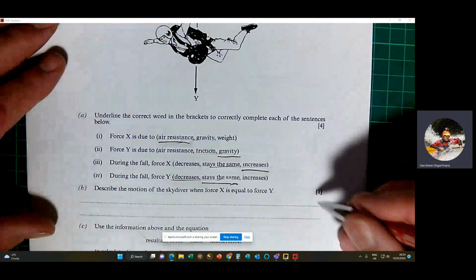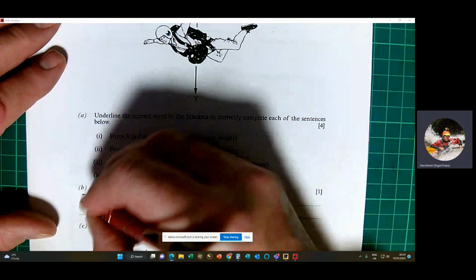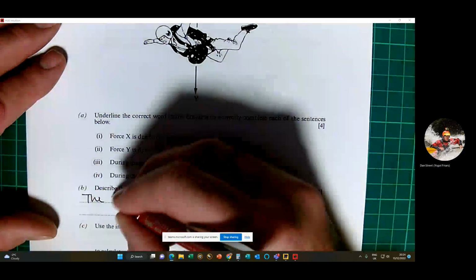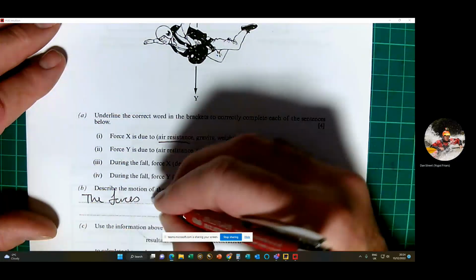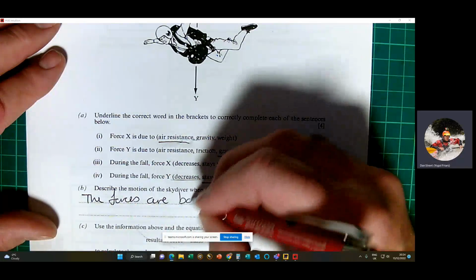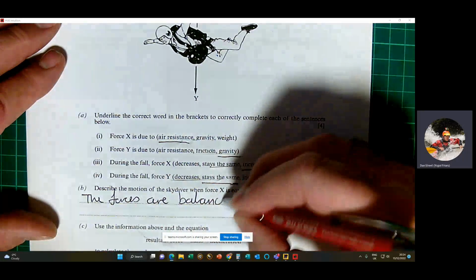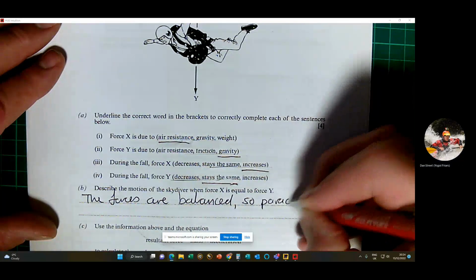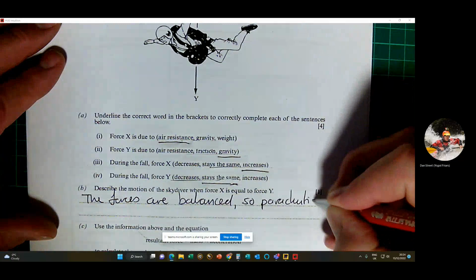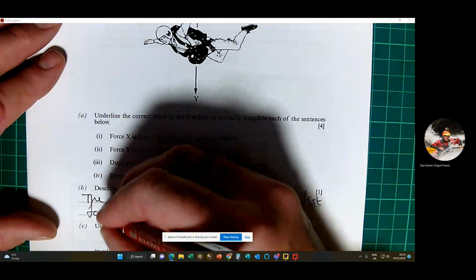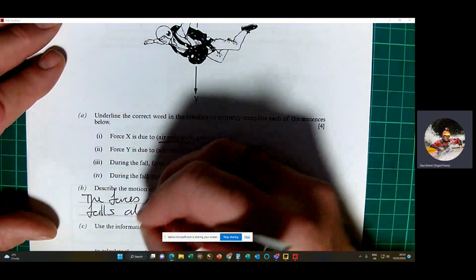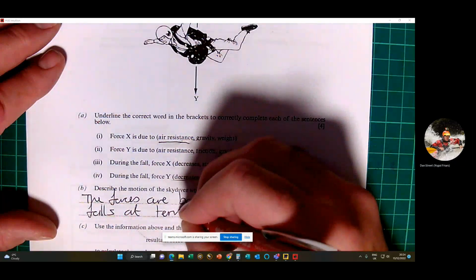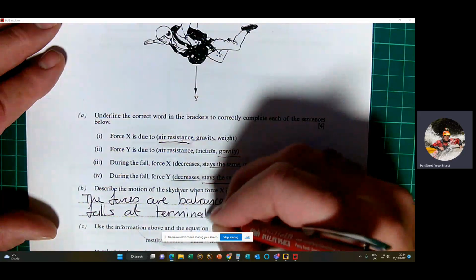Okay, so we could say the forces are balanced. So the parachutist falls at terminal velocity.